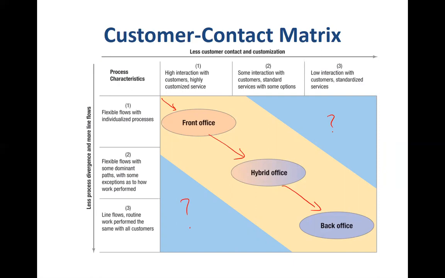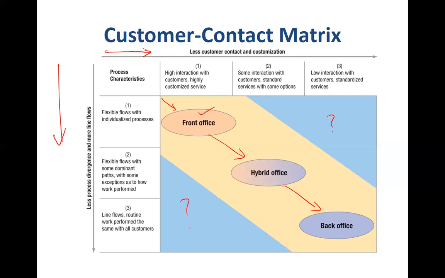On the x-axis, as I mentioned earlier, is one of our dimensions, which is customer contact and customization. As we go from left to right, we have less customer contact and less customization. On the y-axis, we have process divergence and flow. As we go from top to bottom, we have less process divergence and more of a line flow, right? So we'll take each of these service process structures and understand exactly what that means.